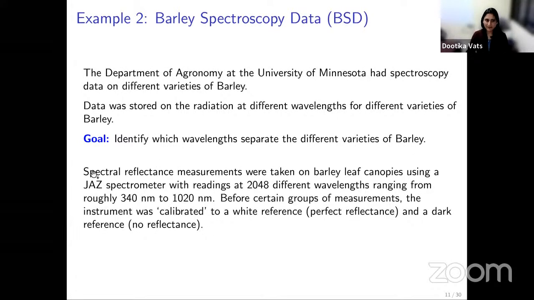So like I said, the spectral reflectance measurements were taken on barley leaf canopies using a spectrometer. These small plots of land are called canopies. And then before certain groups of measurement, the instrument was calibrated to a white reference, meaning perfect reflectance. So this machine was taken to a white sheet of paper and asked, okay, how much is reflecting back? Because it's a white sheet of paper, it reflected everything. So it's perfect reflectance, and a completely dark sheet of paper for no reflectance. So it knows what is the most reflectance and what is the least amount of reflectance, okay? And there were readings from 2048 different wavelengths, from 340 nanometers to 1020 nanometers.